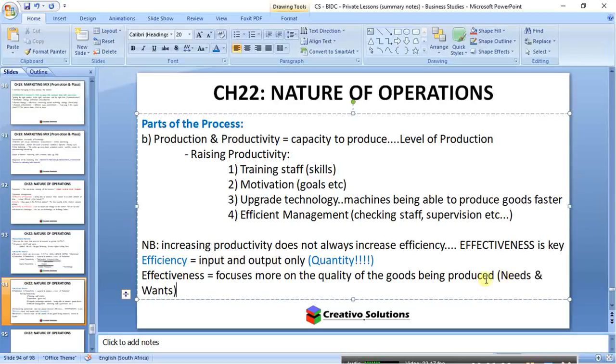Right, so does the product actually meet the needs? For example, if we look at baking a cake, obviously the needs and wants would be a cake that tastes nice, not one that's just baked for the sake of baking it. And I'm going to highlight the word quality.